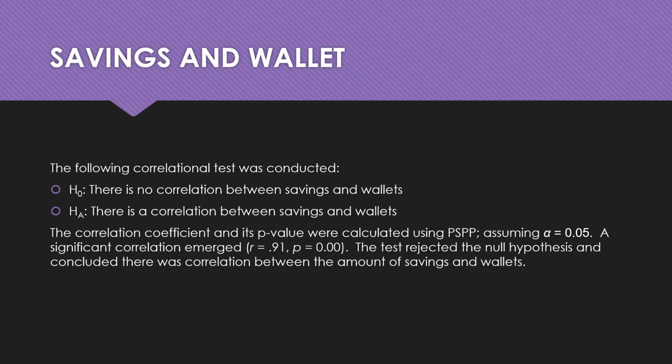Using PSPP, assuming alpha is 0.05, a significant correlation did emerge with R value being 0.91, P value being 0.00. Therefore, we were able to reject the null hypothesis and conclude that there is a correlation between the amount of savings and wallets.